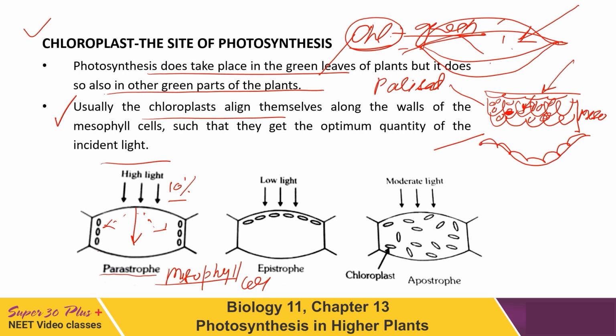So in high light, the chloroplast is aligned parallel to the light rays, and the movement is known as parastrophe. In low light, the intensity of light is already low, so they will be arranged perpendicular to the light rays. Such movement is known as apostrophe. And when moderate light is there, the chloroplasts are found scattered in the mesophyll cell so that they can have maximum benefit. Is it right?